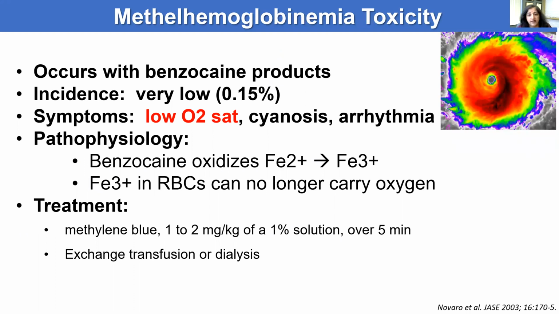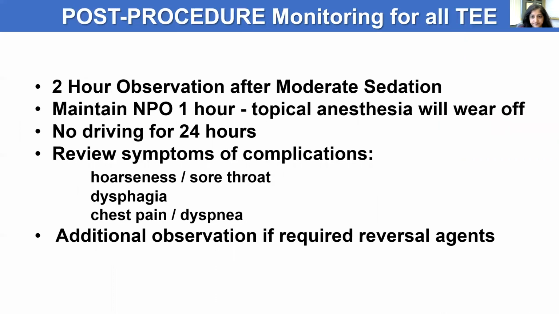Methemoglobinemia toxicity is a rare complication of patients who get topical anesthesia with benzocaine products. The symptoms are very low O2 saturation and cyanosis. And it really occurs because benzocaine oxidizes Fe2+. And when it is oxidized, iron can no longer carry oxygen in red blood cells. These are the treatments for it. It's important to recognize it if you're using what's sort of called hurricane spray or other benzocaine products.